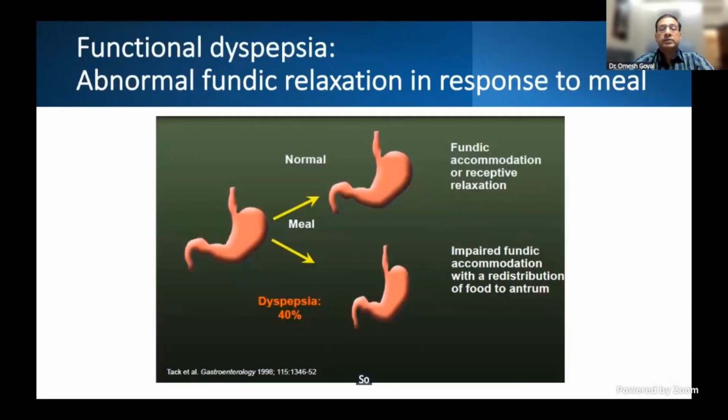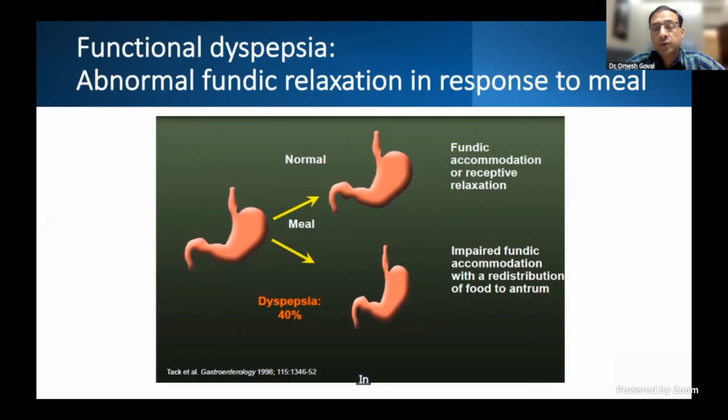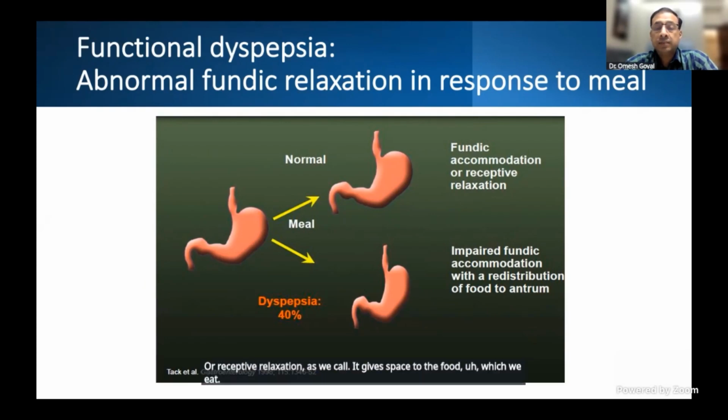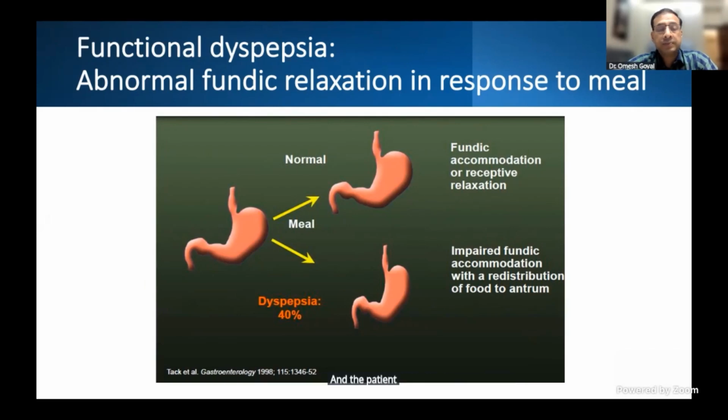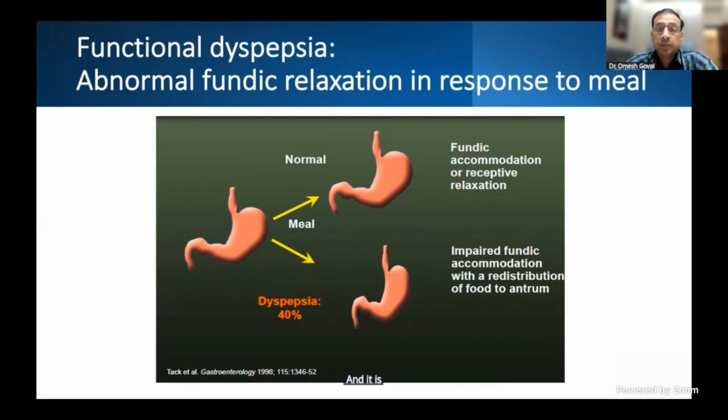So this is a diagram I was talking about, that fundus relaxation plays a major role in meal-related symptoms. In the upper diagram, the fundus accommodation, or receptive relaxation as we call it, gives space to the food which we eat. But when this is impaired, the food is redistributed to the antrum, and the patient will have dyspeptic symptoms. This pathophysiology was first shown by Tack et al. in 1998, and it is very, very important because of therapeutic implications.